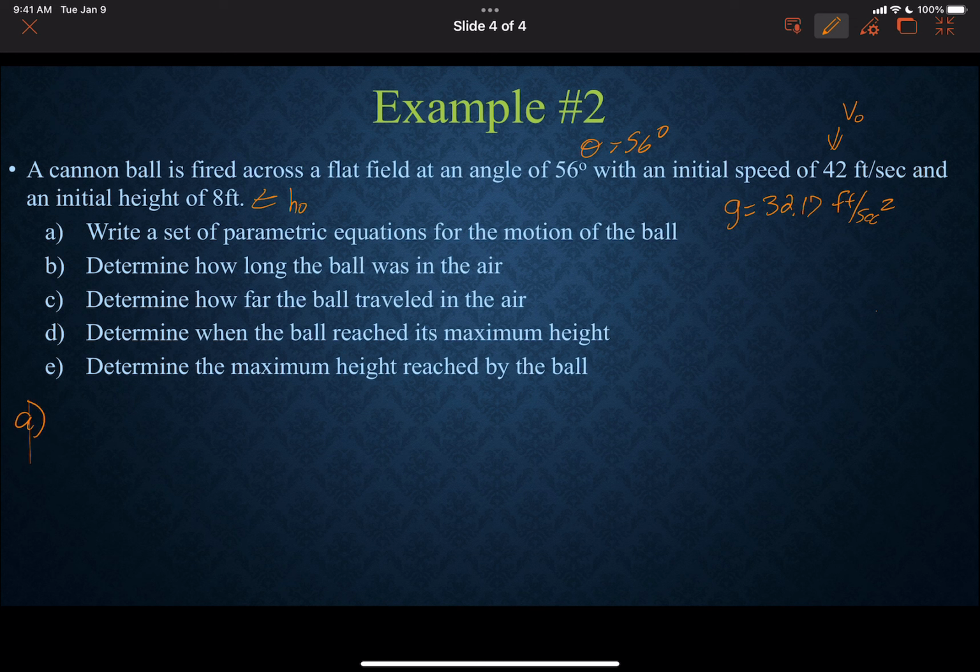So when we take a look at our equations here, the horizontal equation, x is your v0, so 42, cosine of theta, 56 degrees, t, and we're going to leave it exactly like that, so we have an exact value to work with. Our y equation is our negative 1/2 times g, which this time it's 32.17 because we're in feet per second squared, t squared, and then plus our initial velocity, the 42, sine of our angle, which is the 56, t, plus our initial height of the 8. The only thing we really can do with that is take negative 1/2 of 32.17, which would be negative 16.085.